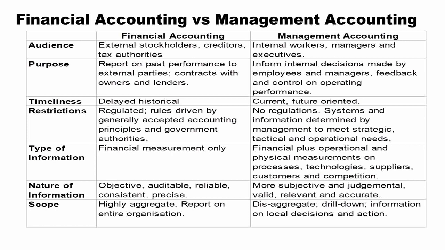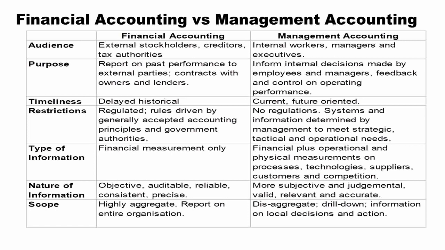It's essentially to report to government and tax authorities in a standardized way. So statutory compliance is what it's all about. Type of information is usually limited to financial metrics and numbers and measures, financial measurement only. The nature of information is objective, auditable, reliable, consistent, precise. It's numbers, only numbers, and not opinions and the intangibles. It's all about tangibles.